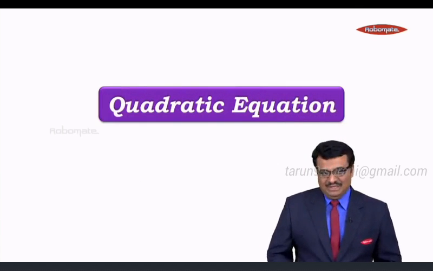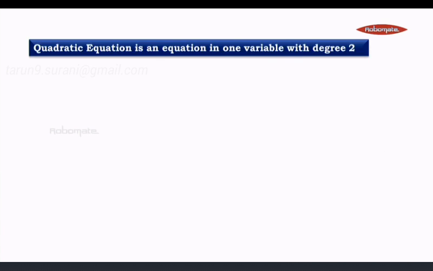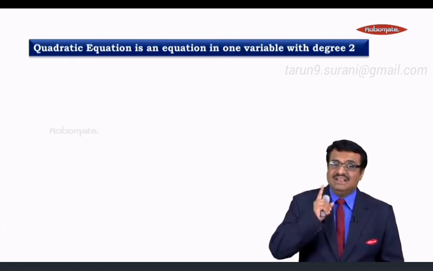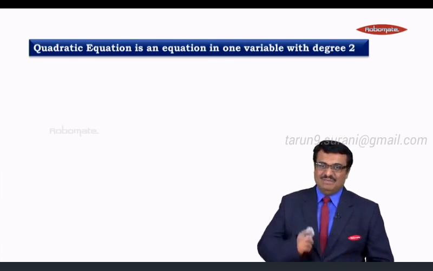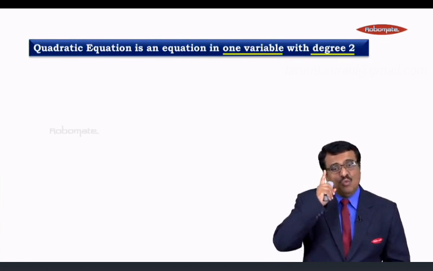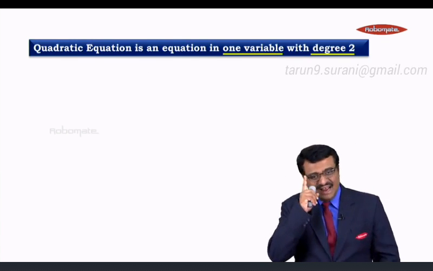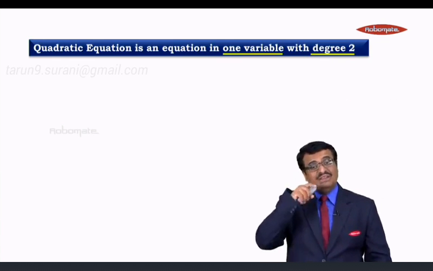Now, what is a quadratic equation? A quadratic equation is an equation in one variable with degree 2. Let us understand this statement word by word. One variable: a quadratic equation is an equation in one variable. One variable means either x will be there or y will be there, but not both x and y in one equation. With degree 2.